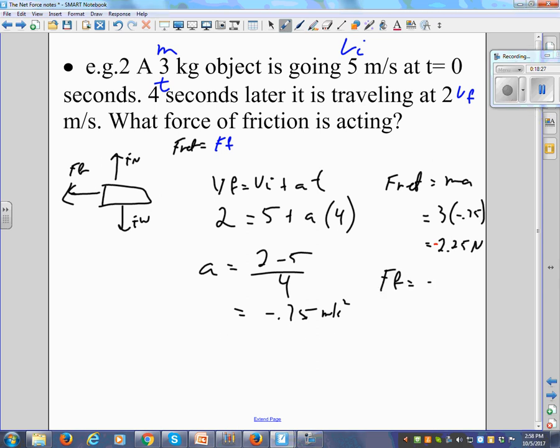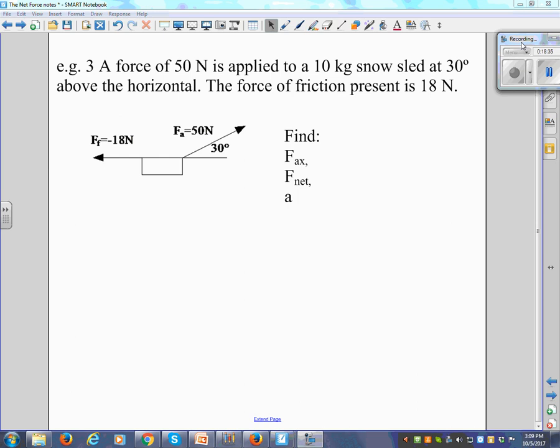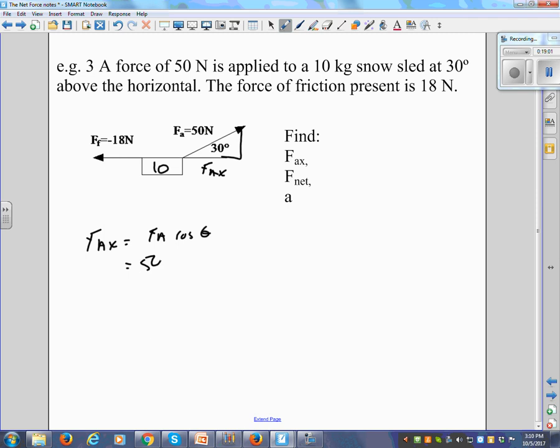Yeah, on Audible. The friction force then is minus 2.25 newtons, right? Actually, the force is at an angle. So we got a force of 50 newtons applied to a 10-kilogram sled at 30 degrees above horizontal. The force of friction is 18. Find FAx. So that is this one right here. And the FAx is adjacent to the 30, right? So it's going to be cos. So FAx is going to be FA cos theta, or 50 cos 30, right?